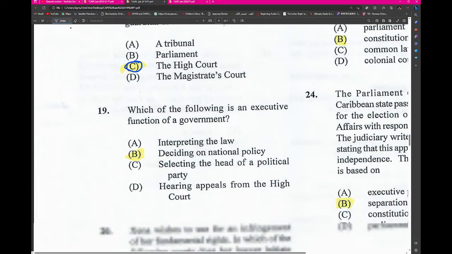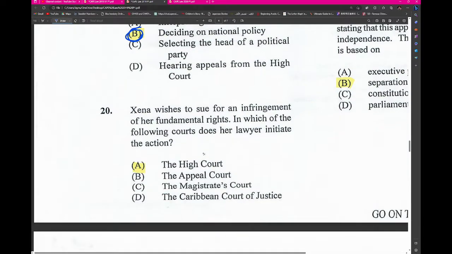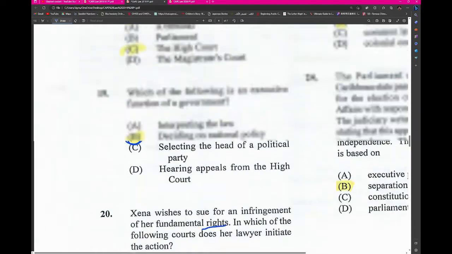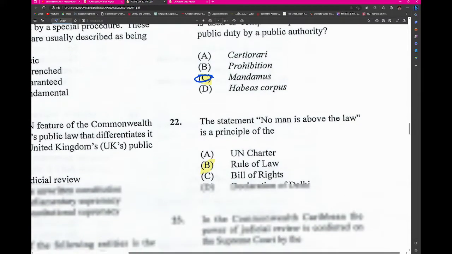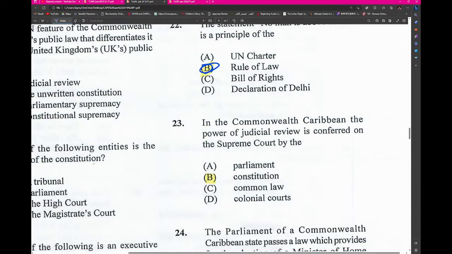Which of the following is an executive function of the government? Deciding national policies. Civil infringement of our fundamental rights will go to the high courts. Right, which of the following prerogative orders compel performance? This is mandamus. The statement, no man is above the law, is the rule of law. Hope everyone understands all of these.